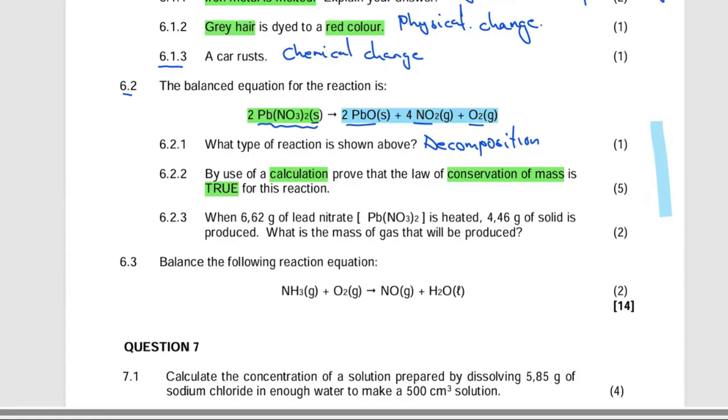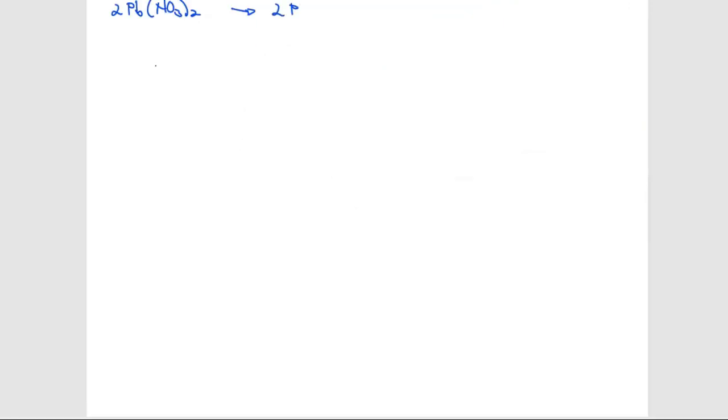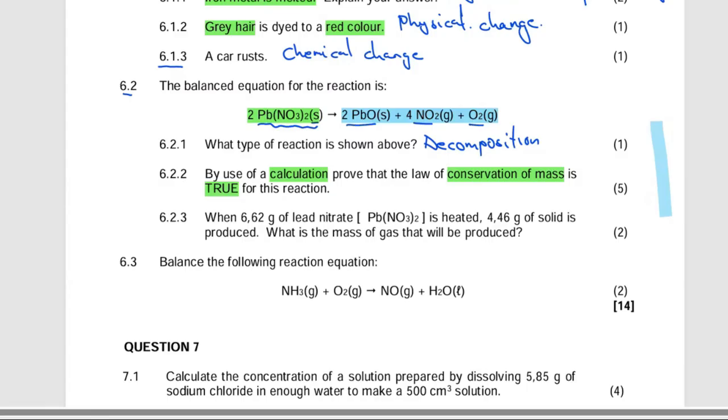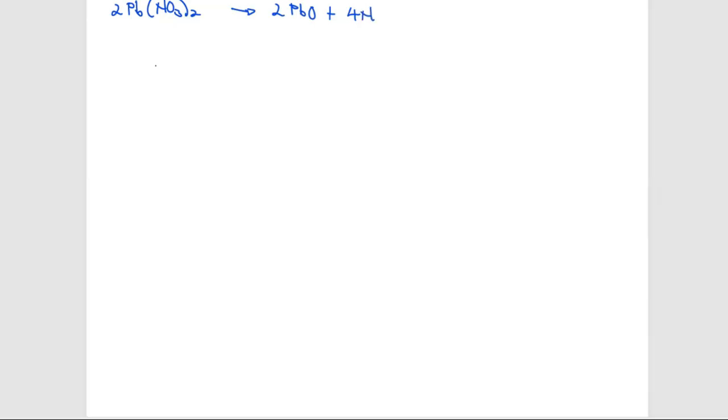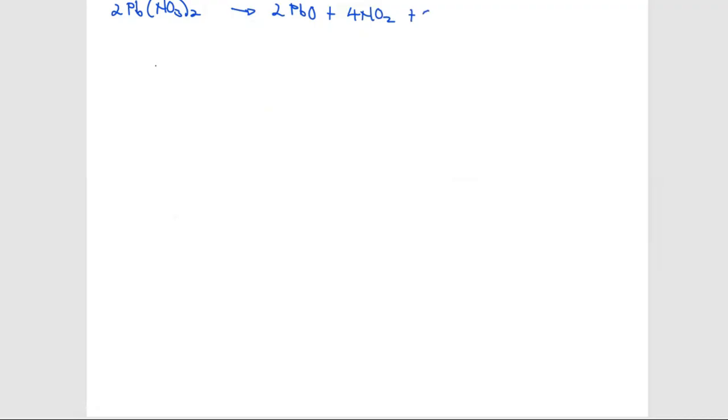So according to this equation, we have 2 Pb(NO3)2. Let me quickly copy this equation: 2 Pb(NO3)2. Then our products are 2 PbO, plus 4 NO2, and also oxygen, which is a gas, so plus O2, right? So now what you're going to do is find the molar masses of each.